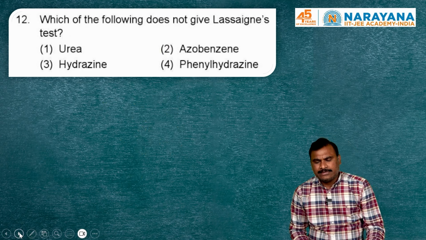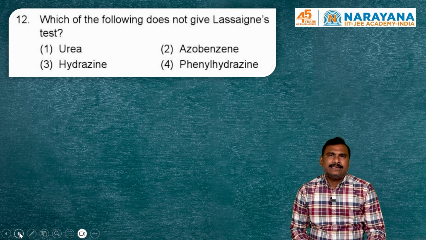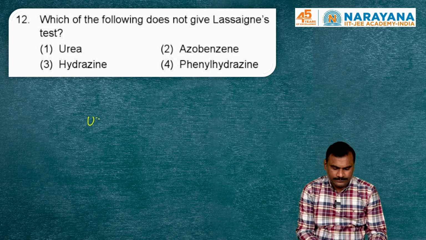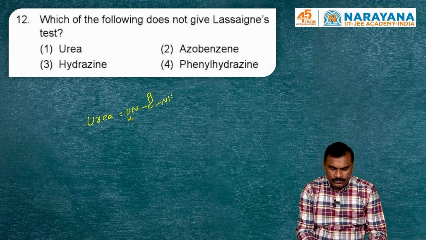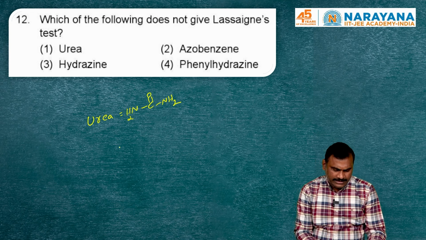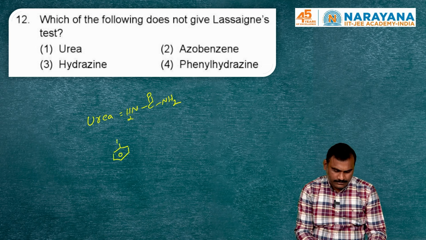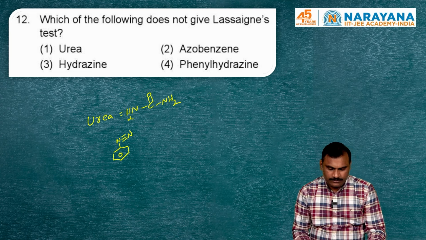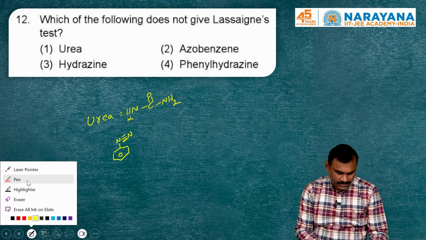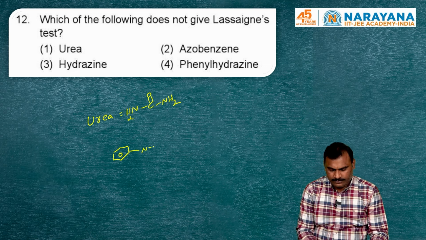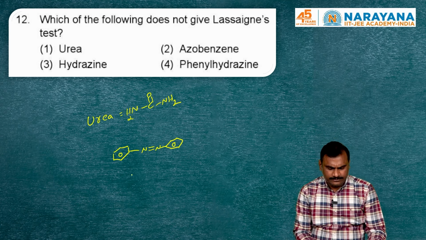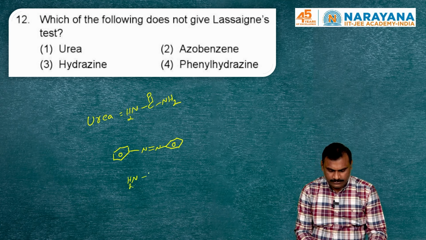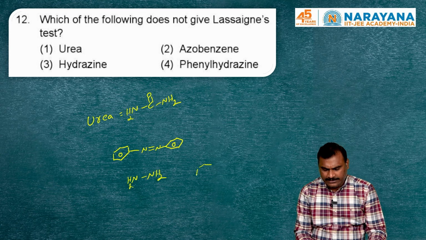Which of the following does not give Lassaigne test? For Lassaigne test to be positive: urea, NH2, C double bond O, NH2, and azobenzene, you see. Next, hydrazine, phenylhydrazine.